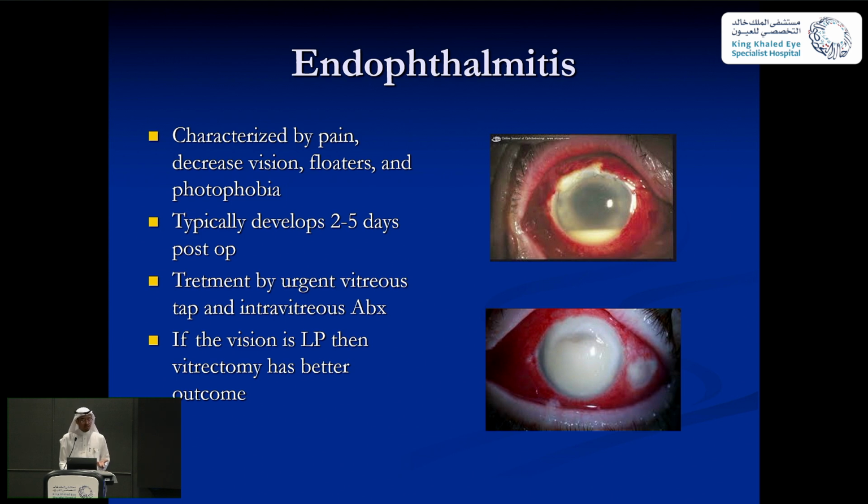And if the vision is light perception, we can go ahead and do a vitrectomy. Some articles advocated vitrectomy even if the vision didn't reach light perception, and they claim that it has a better outcome than vitreous tap and intravitreal antibiotic. But if you don't have a retina surgeon, for example, the tap and antibiotic can buy you some time until vitrectomy is done.